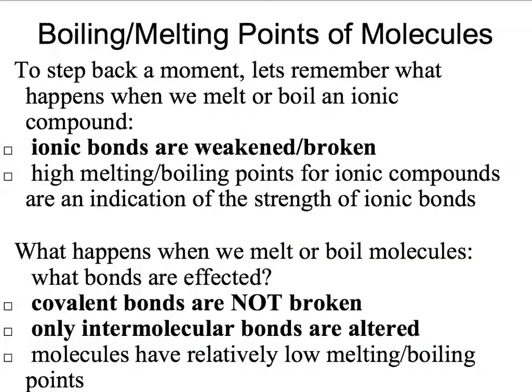All right, so as I look at the boiling and melting points of molecules, what am I talking about here? All right, so let's step back for a moment and remember what happens when we boil or melt an ionic compound. And in that case, it is the ionic bonds that are weakened or broken. And specifically, they're weakened when we're melting and completely broken when we boil an ionic compound. So a high melting or boiling point for ionic compounds is an indication of the strength of that ionic bond.